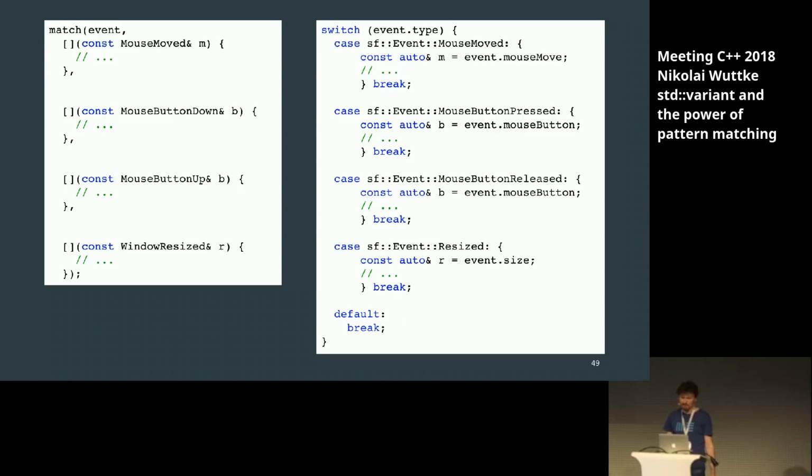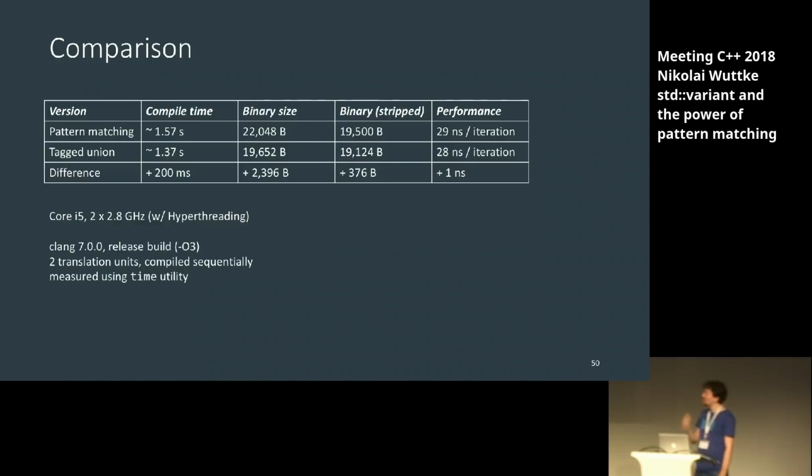All right. Let's also evaluate this in terms of cost. And in terms of compile time, it's exactly the same as the other one. So here I'm comparing the pattern matching approach that I just showed and the tagged union approach. And so yeah, compile time is almost the same. Binary size goes up by 2 kilobytes, almost. And then if you strip symbols, then actually it goes down to 380 bytes roughly, which is maybe not as bad. And here the difference in performance is much less.